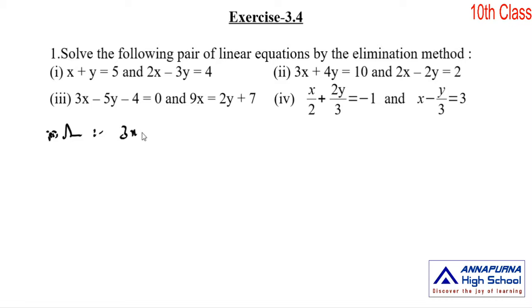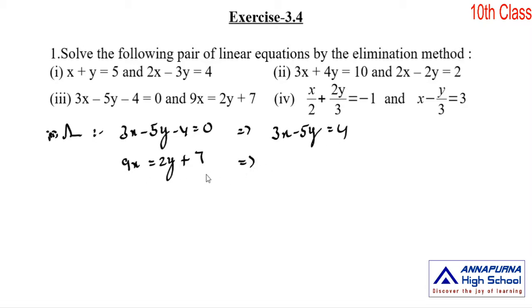given equations are 3x minus 5y minus 4 is equal to 0 and 9x is equal to 2y plus 7. Generally, when you solve a pair of linear equations by algebraic methods, means either in substitution method or elimination method, we present the constant term on the right side. But in the first equation, the constant presents in left side. So first we transpose that constant term to right side. Okay, 3x minus 5y is equal to 4.